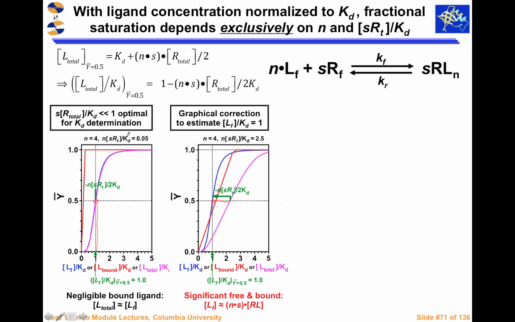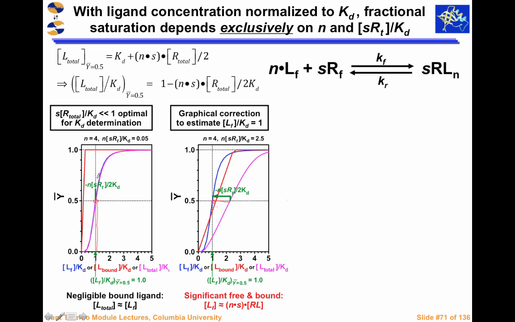If NSRT over KD is 0.05, divide that by 2, the graphical correction is 0.025. It's 2.5%. The graphical correction is 2.5% of this amount. It is insignificant, right? It's very small. With a tiny bit of noise, it's going to be insignificant. The relationship of L bound to Y bar is still linear, right? But in this case, because there's very little receptor, there's very little receptor bound. There is still a linear relationship between free and bound, but we never have much bound because there's just very little receptor. We still sum together the free and the bound curves along the L total axis. We still have the same basic math applying.